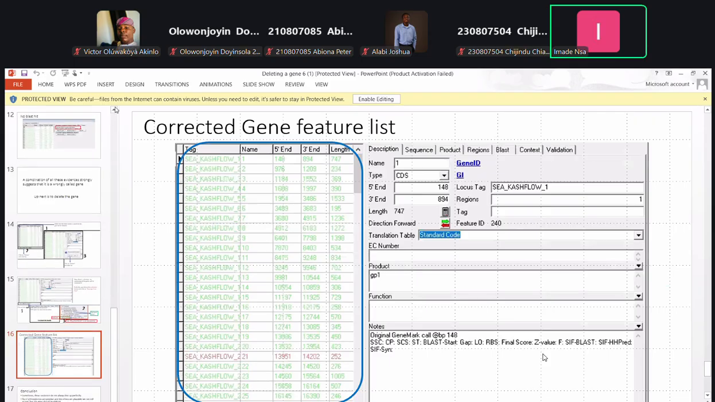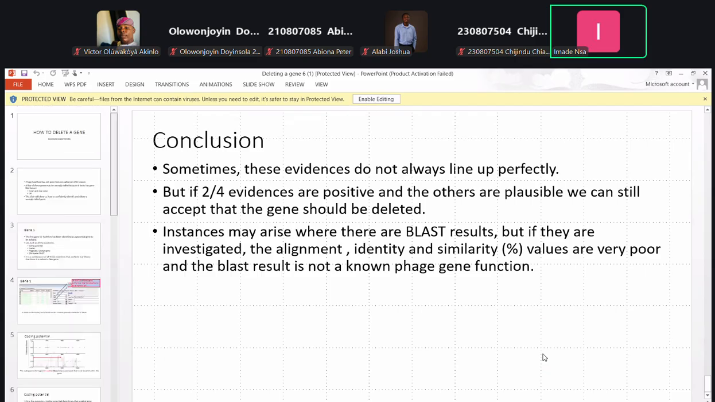So I was just showing you how to delete a gene. Now you know how to do that. Maybe not perfectly, but you know. Then another topic is the translational frame shifts. I want to show it again.